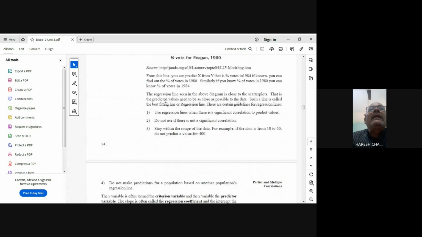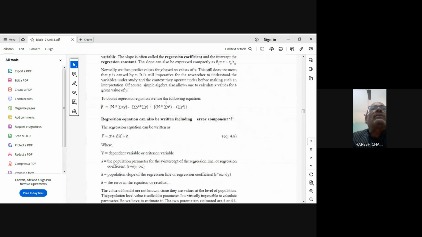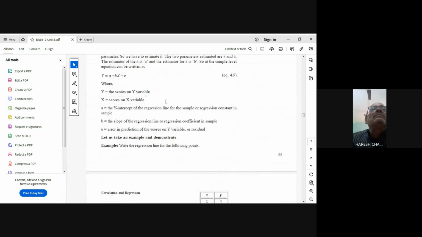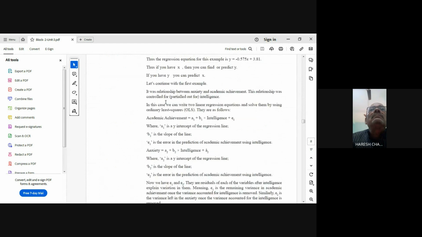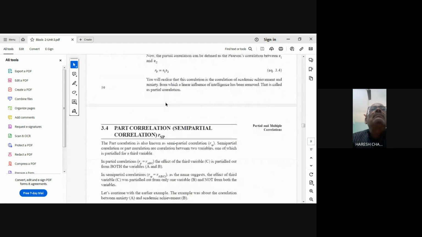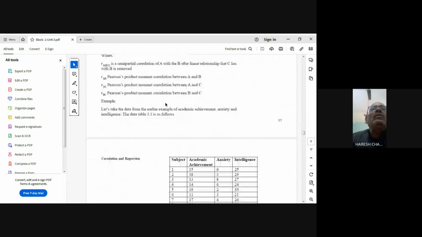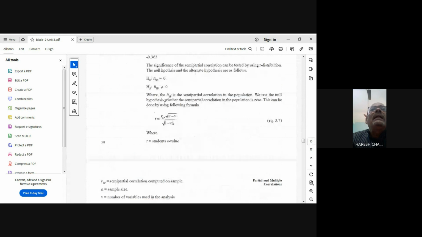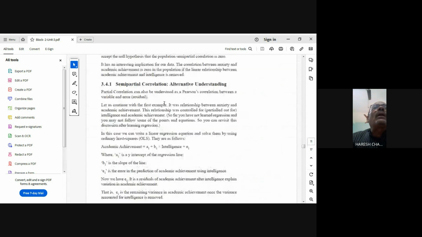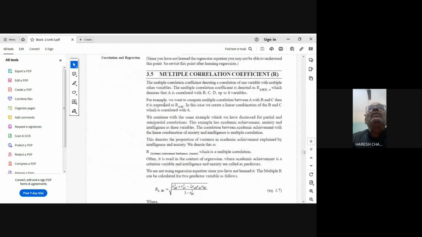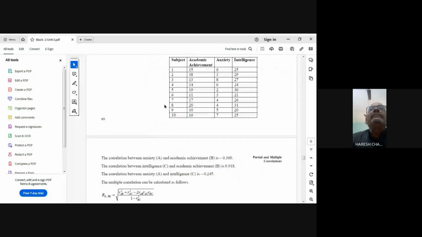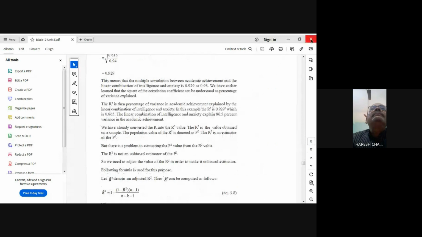Now the next important concept is regression. Part correlation, semi-partial, all those things, you just know some of those things are important. Now, it's time for me to go for other things, that is, the multiple correlation coefficient. Now, another important thing is regression. What is regression?